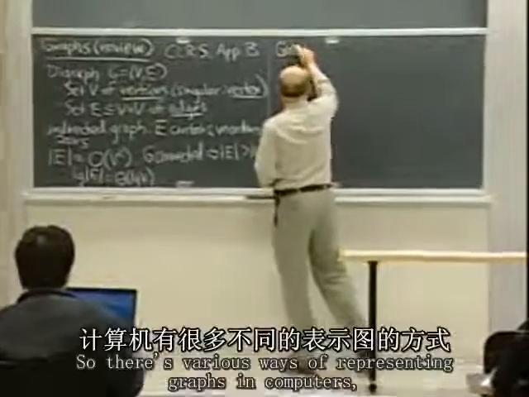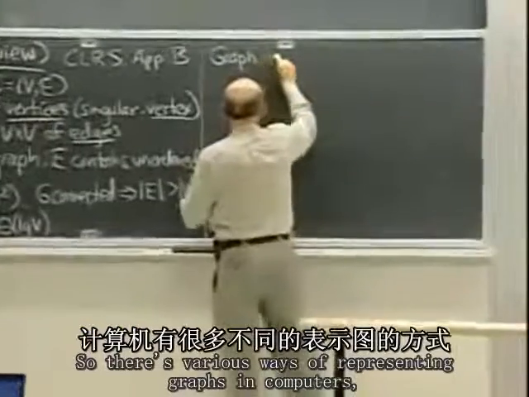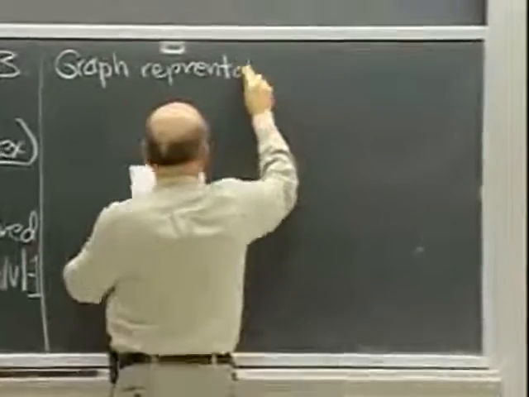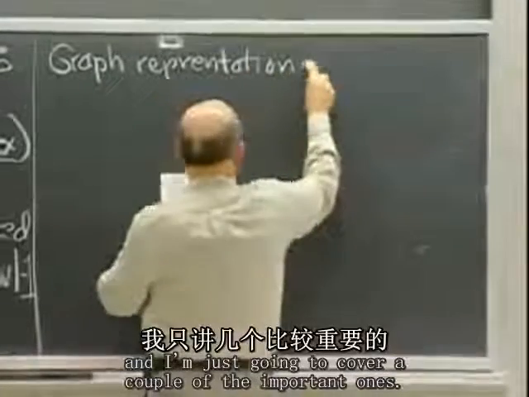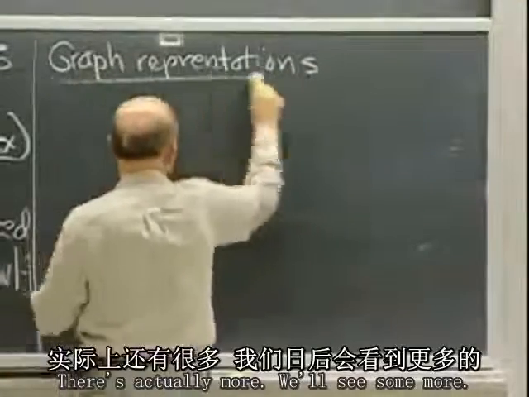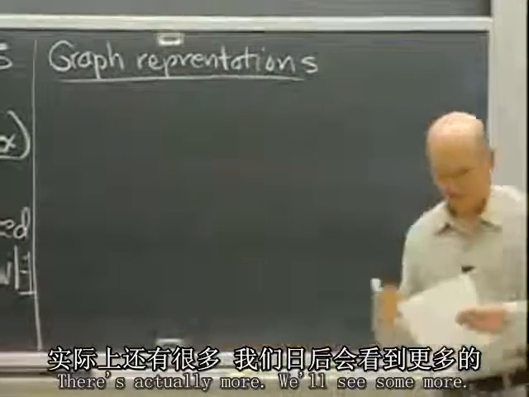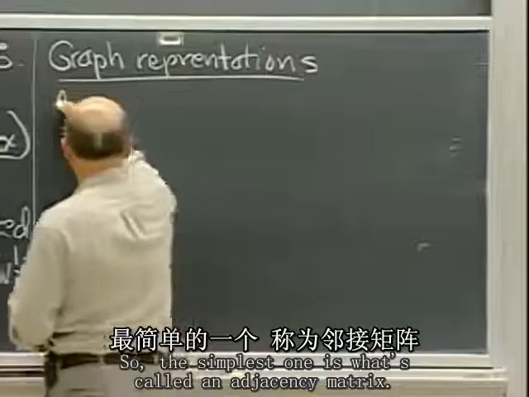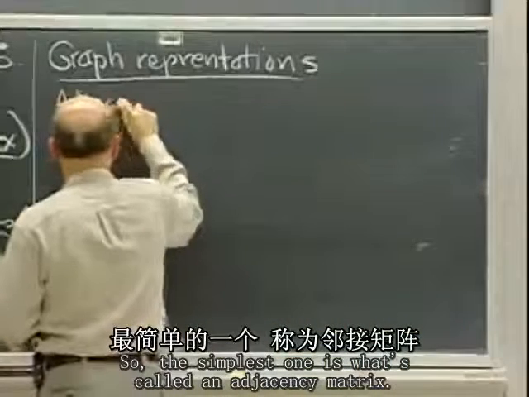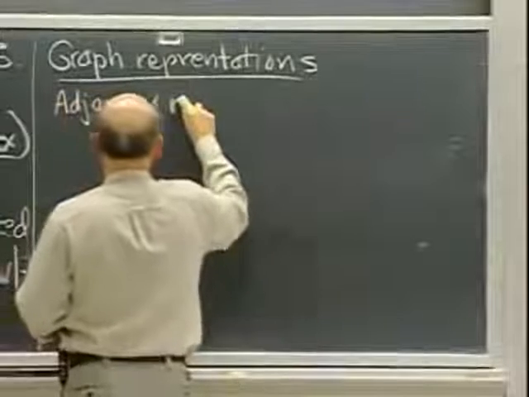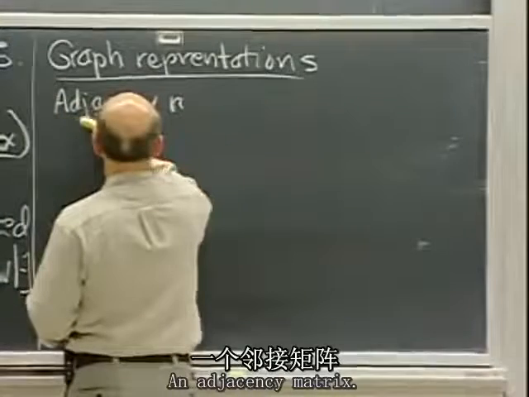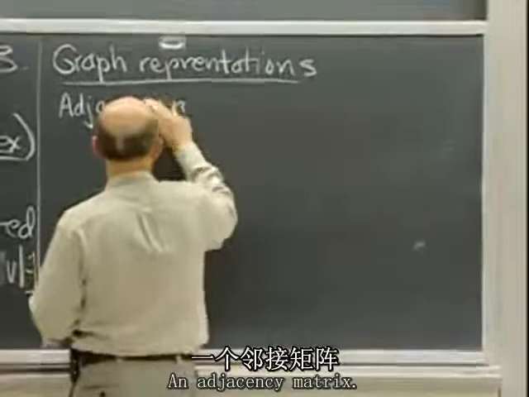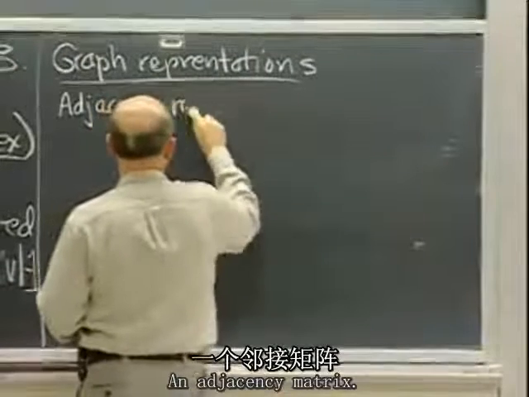So there are various ways of representing graphs in computers. I'm just going to cover a couple of the important ones. There's actually more; we'll see some more. But the simplest one is what's called an adjacency matrix.